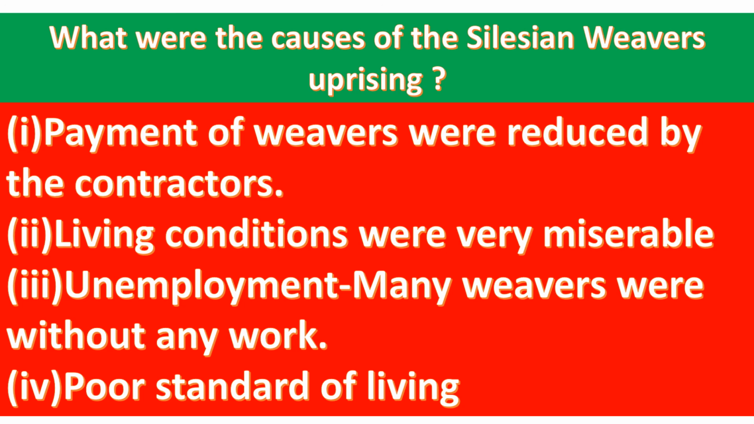And the last one is that the living standard of the weavers was very poor, not satisfactory. There are many factors, but I have deliberately written 4 points. These 4 points were the causes of the Silesian weavers' revolt, and they organized a revolt against their owners. So this may be a question you can prepare also. Thank you for listening.